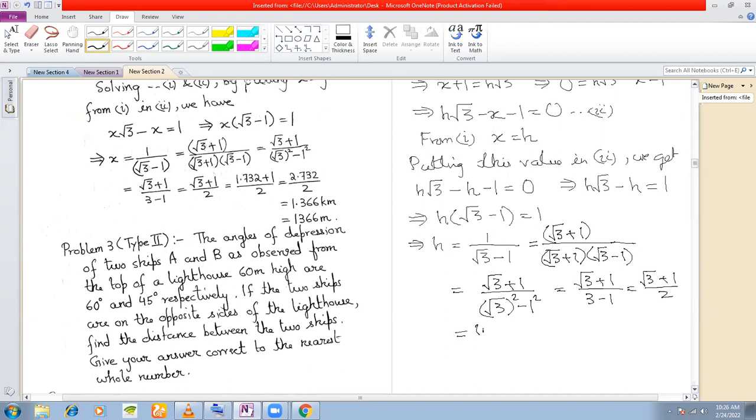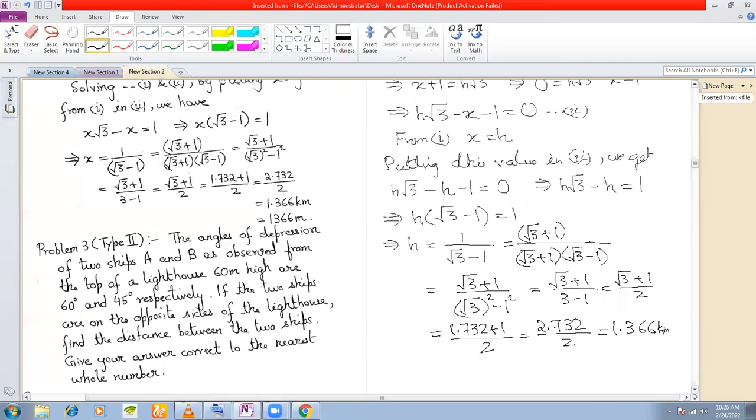So you get 1.732 plus 1 by 2. So you get here 2.732 divided by 2. Now if you divide, you are going to get 1.366 kilometers, because the unit here was kilometers from the beginning. So this is in kilometers. You can convert this to meters. 1.366 into 1000 meters, which is 1366 meters. Okay, so that is how you work out this.